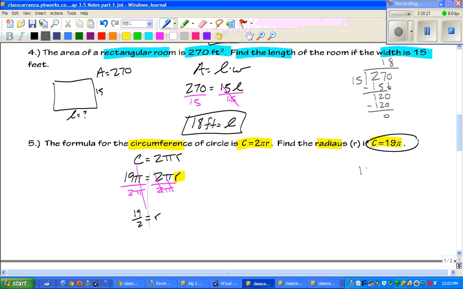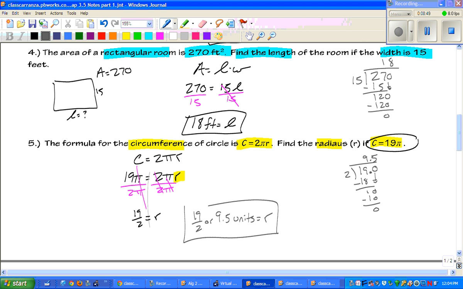And we can either leave it like that, or if you wanted to find the decimal, 2 goes into 19 9 times. Bring down the 0. So we would get 19 over 2, or 9.5 units for r. Okay? All right, let's flip it over.